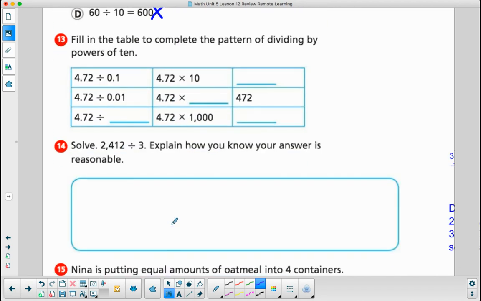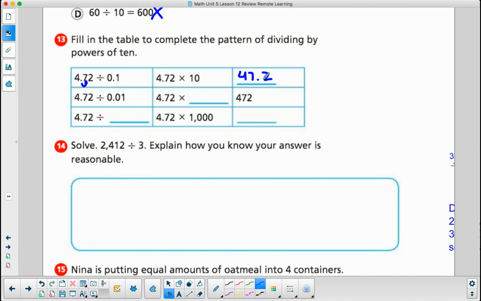Fill in the table to complete the pattern of dividing by powers of 10. Well, 4 and 7200ths divided by 1/10. So now I'm dividing it into groups less than 1, which is going to make it greater. Now I have to shift these digits to the right 1 place. So the 4 goes in the tens, the 7 goes in the ones, and the 2 goes in the tenths. Or basically I'm shifting this to the right, so it should be 47 and 2/10.